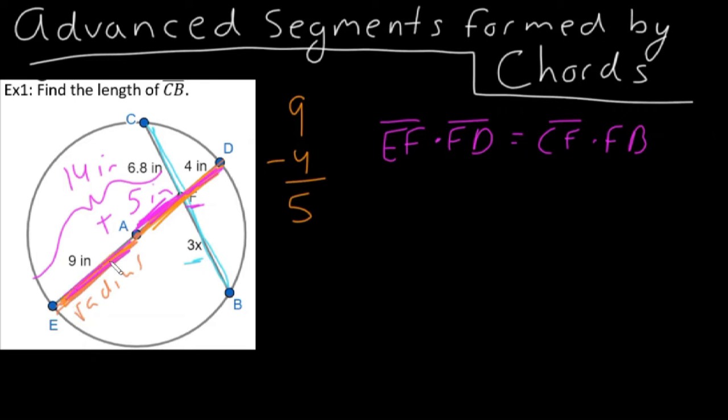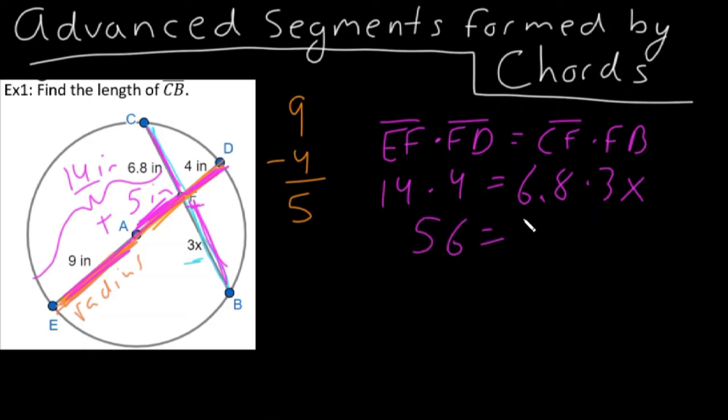So I see that E all the way to F, that was the 14 that I just found, times FD, which is right there, was 4, will have to be equal to, let's see, CF, which is right there, 6.8 times, and then the remainder of that, 3x. Now, I would highly encourage you to grab your calculator. We know that 14 times 4 would go ahead and give us 56 equals, and next we'd do this 6.8 times 3, and 6.8 times 3 would be 20.4x.